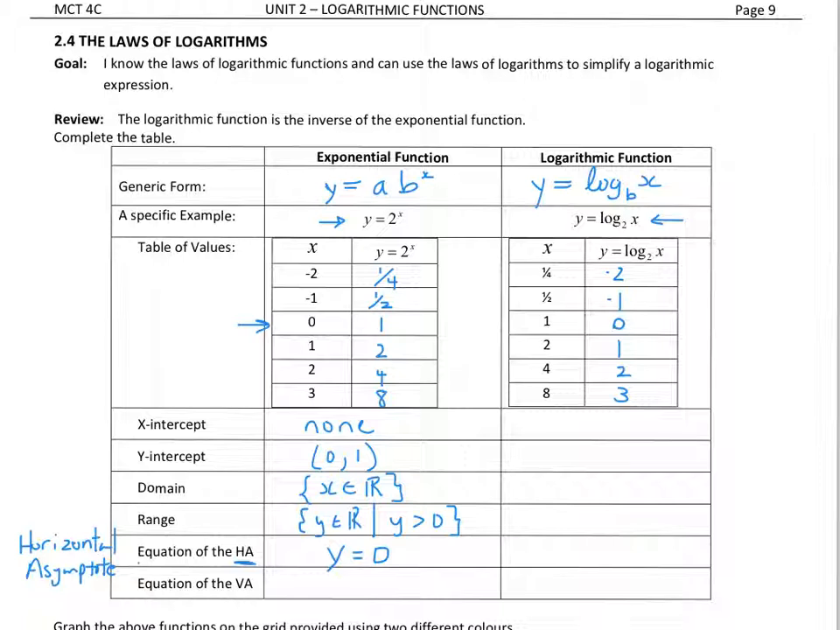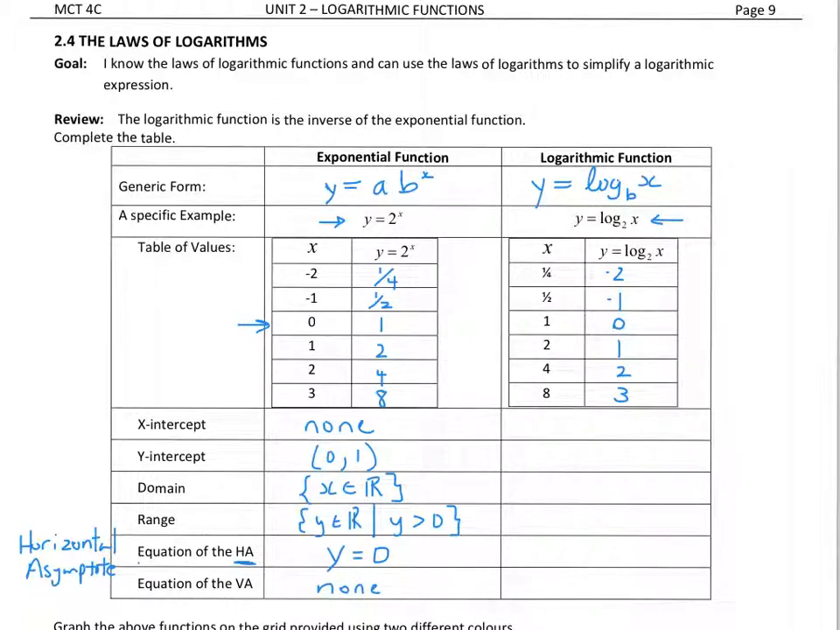Now, with the exponential function, there is no vertical asymptote. There's no vertical line that your function gets infinitely close to but doesn't actually touch or cross over. So we'll fill in none for this.